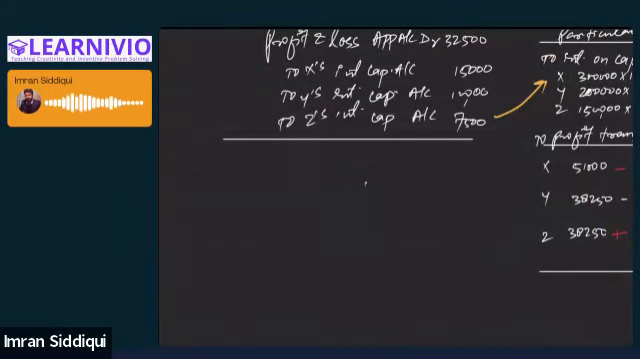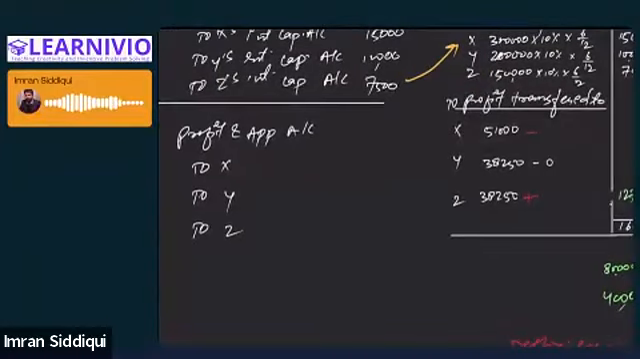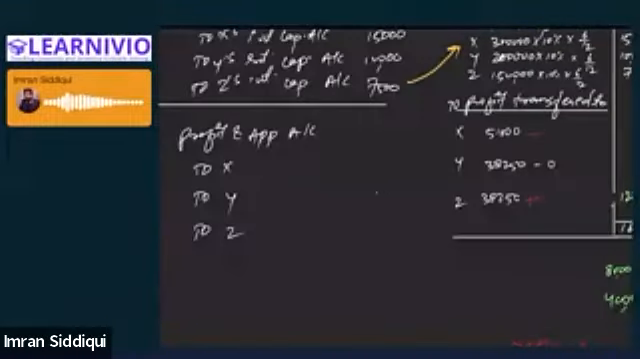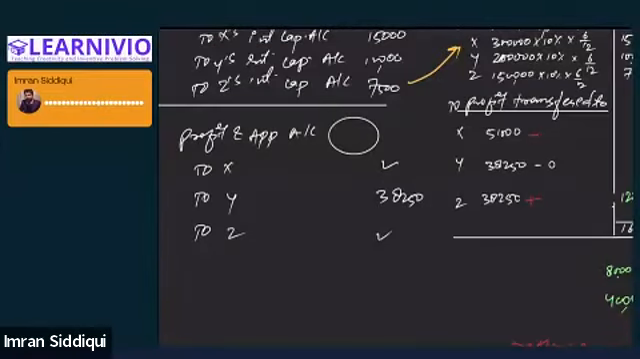And for the second entry, we'll write down again profit and loss appropriation account to X, to Y, to Z. And whatever the amount of profit we have credited to their account, like Y has got 38,250, and similarly, what value will be credited to X and Z will be written here, and the sum total of that will be written as the debit of the profit and loss appropriation. Is that clear?